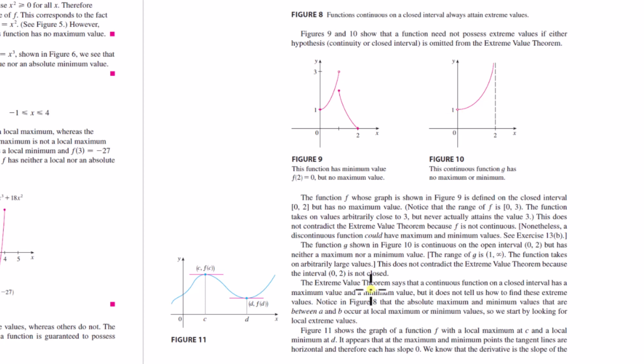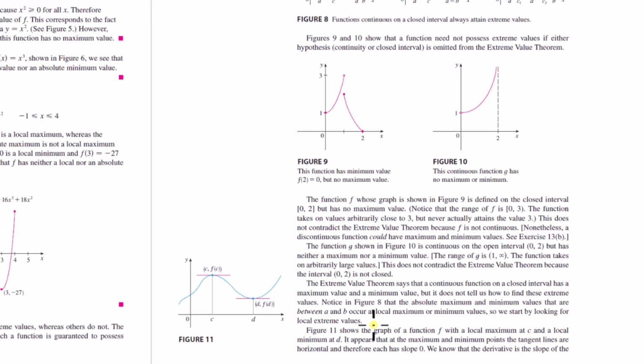Okay, the extreme value theorem says that a continuous function on a closed interval has a maximum value and a minimum value, an absolute maximum and minimum, but it does not tell us how to find these extreme values. Notice in figure 8 that the absolute maximum and minimum values between a and b occur at local maximum or minimum values. So we start by looking for local extreme values. So yeah, how do we find extreme values? Either global or local extreme values.